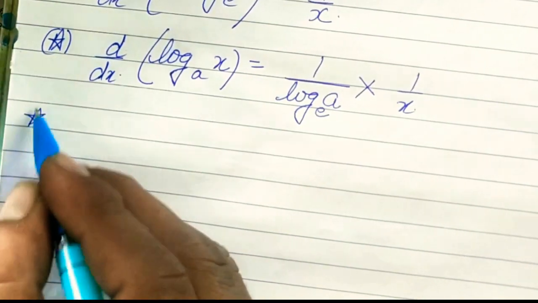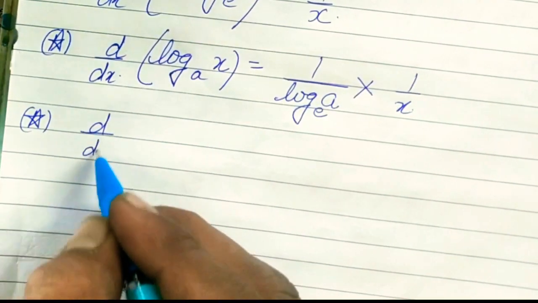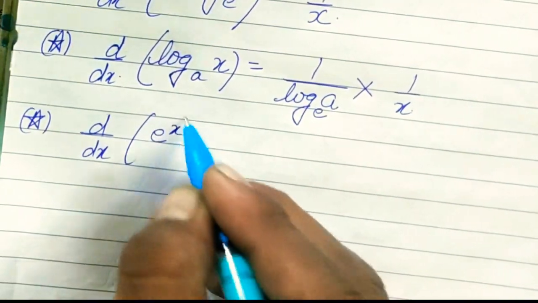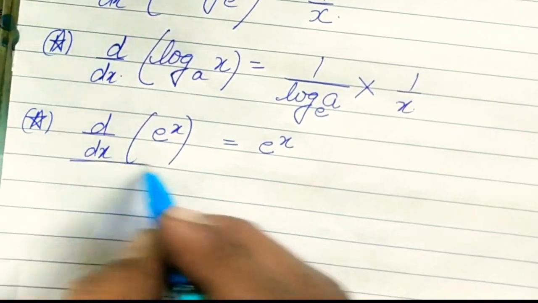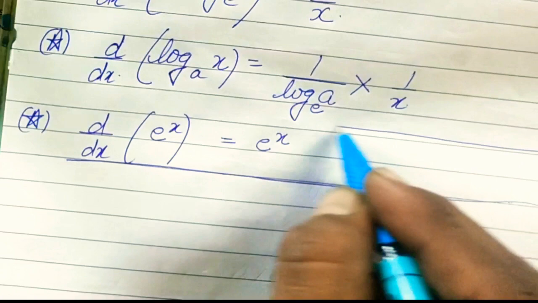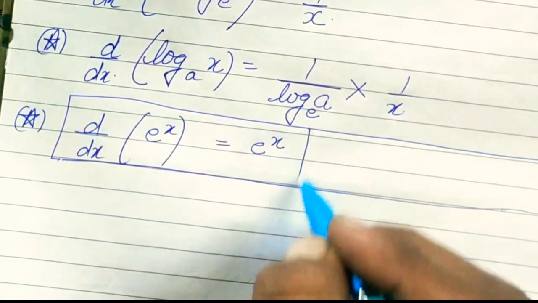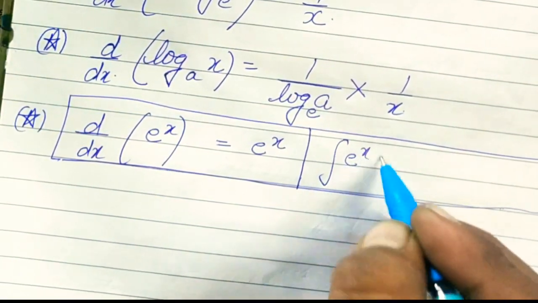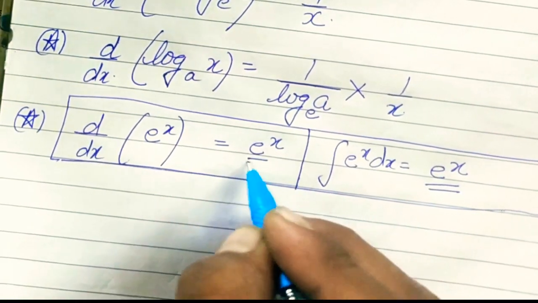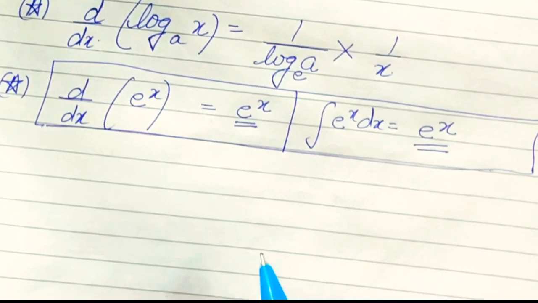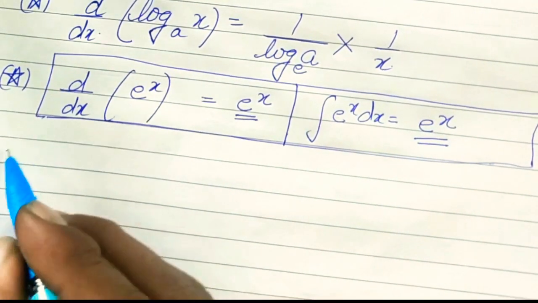What are the other formulas? The simplest formula is e to the power x. Its differentiation is e to the power x. This is the only function which does not have any effect of either differentiation or integration. E to the power x is always e to the power x. Either you integrate it or you differentiate it, it does not change.